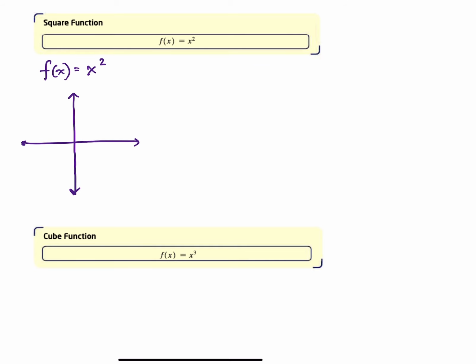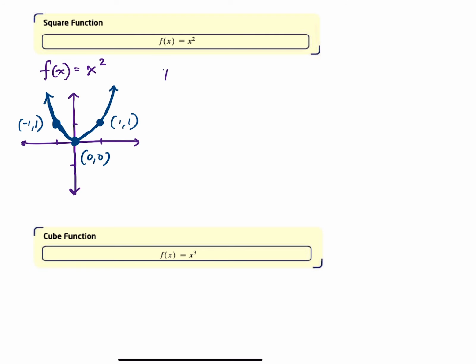So let's plot a few points. So it's a parabola, its vertex is at the origin, and we would have the point (1, 1) and also (-1, 1). So we get our nice parabolic shape, upward U shape. So I'll label (0, 0), (1, 1), also (-1, 1). Three points of interest.